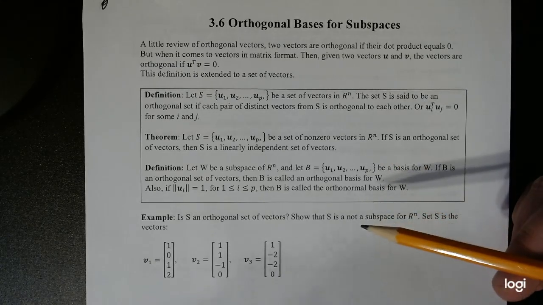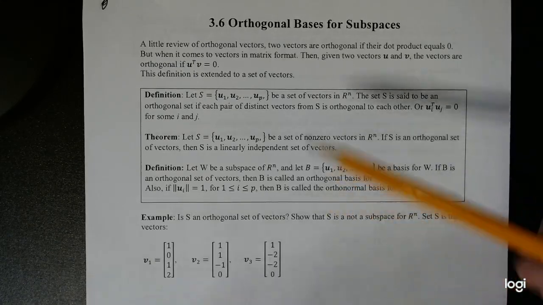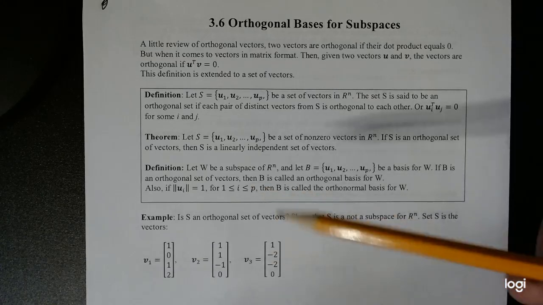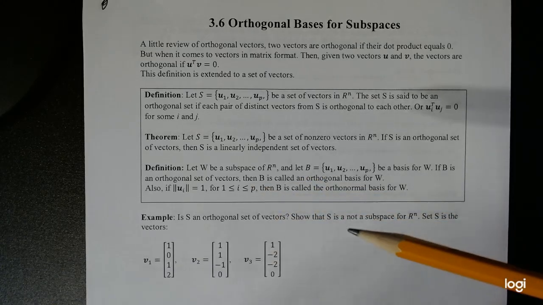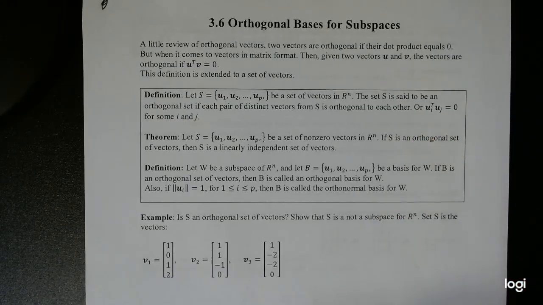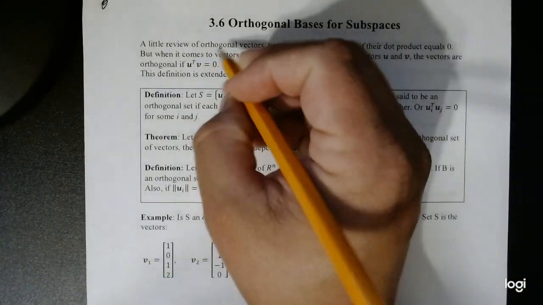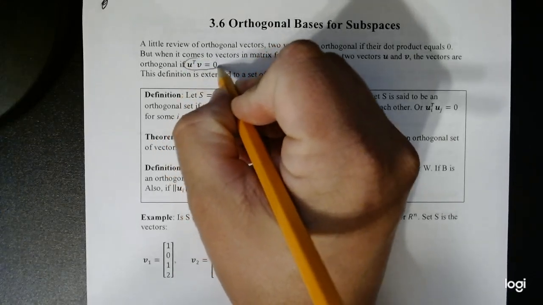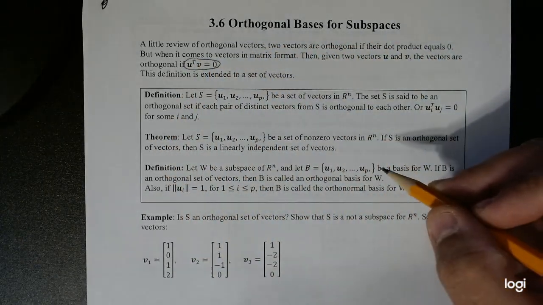Okay, so orthogonal basis of subspaces. I just decided to redo this, just in case we rushed it in class. So going back to orthogonal vectors, a quick reminder of what orthogonal vectors are. Two vectors are orthogonal if their dot product equals 0.